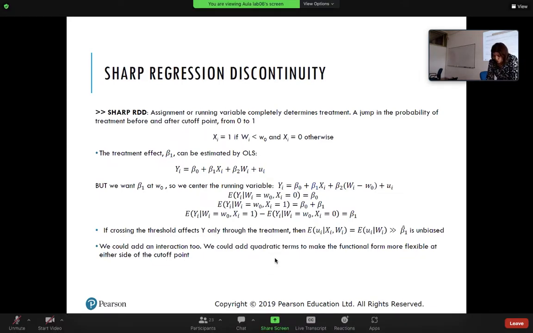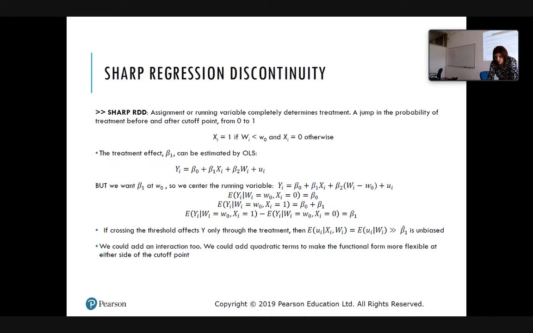Okay. So to estimate this model, yes, I wrote here, we use OLS of this regression model. So this means that we control for the assignment variable. We want to estimate beta 1, so the effect of the treatment on an outcome variable. We control for this assignment variable on which the treatment depends. And we do so by computing the treatment effect at the threshold value. So we want to compute that difference at the threshold. And this is done by using this regressor, W minus W0.